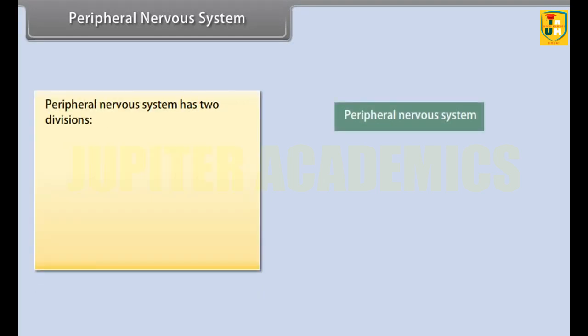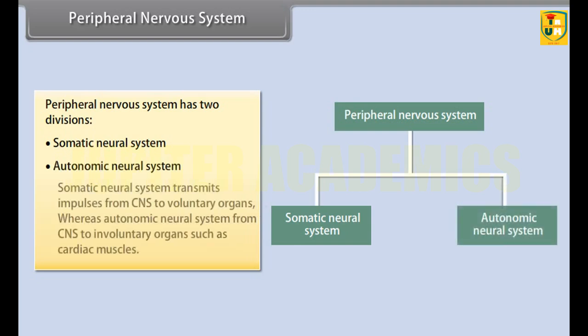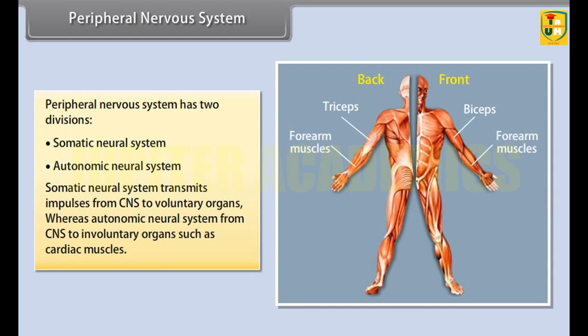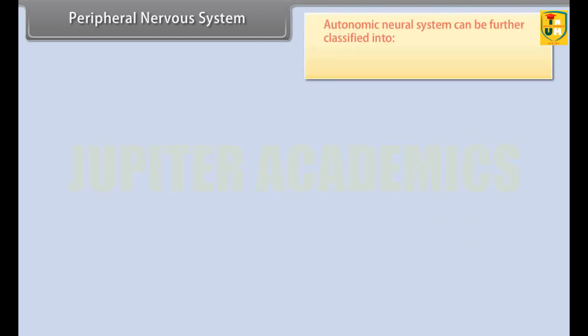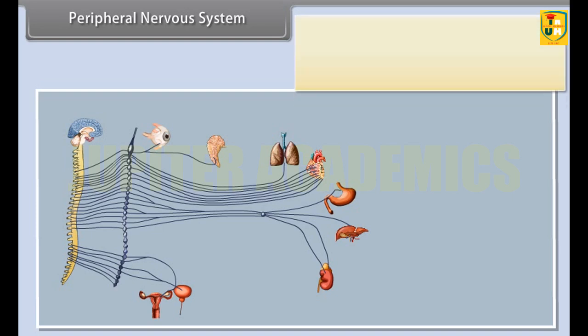Peripheral nervous system. The peripheral nervous system has two divisions, that are the somatic neural system and the autonomic neural system. The somatic neural system transmits impulses from the CNS to voluntary organs, whereas the autonomic neural system transmits from the CNS to involuntary organs such as cardiac muscles. The autonomic neural system can be further classified into the parasympathetic neural system and the sympathetic neural system.